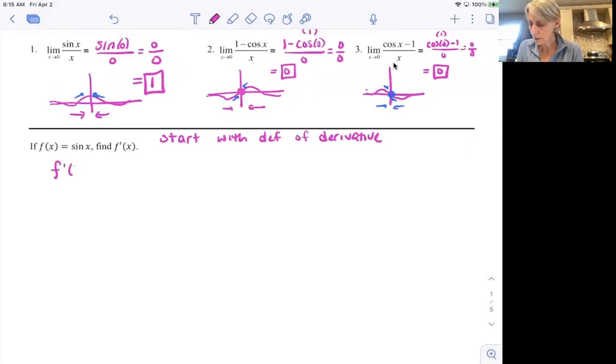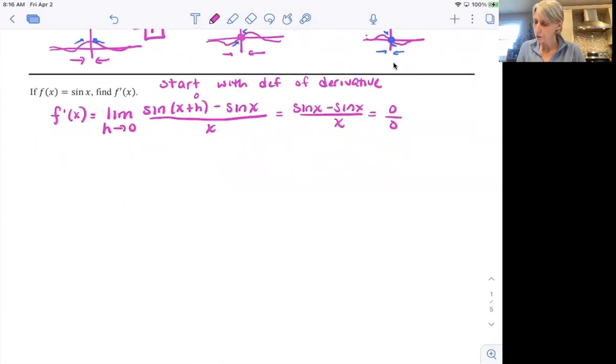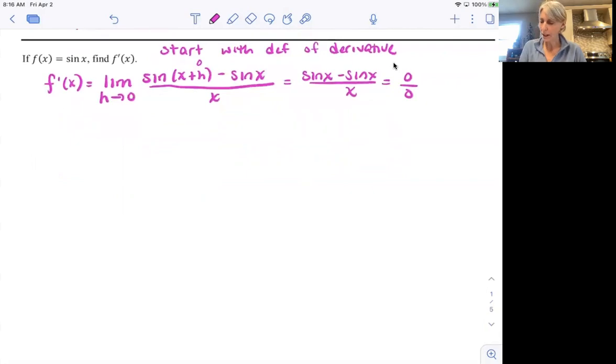So f prime of x is going to equal the limit as h approaches 0 of sine of x plus h minus sine of x, all over h. If we evaluate this limit as h goes to 0, we get sine x minus sine x over 0, which is 0 over 0. So now we have to figure out a way to rewrite this.